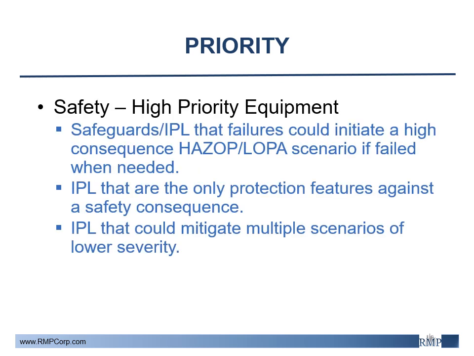Next is high priority safety equipment. If you're pulling safeguards and IPLs from the HAZOP and LOPA, it makes sense to have any high consequence safeguards here. Also include IPLs that are the only form of protection. It may also be productive to include IPLs that mitigate multiple lower severity consequences.